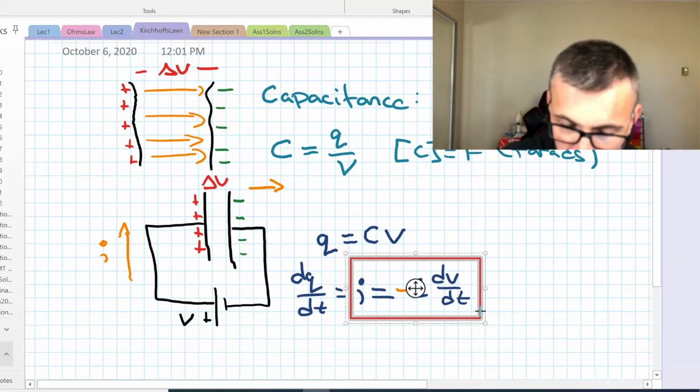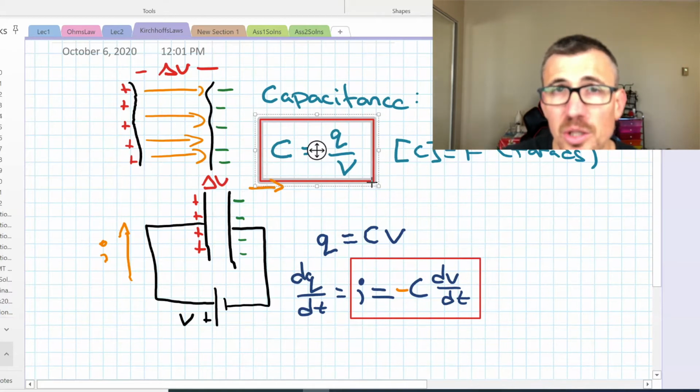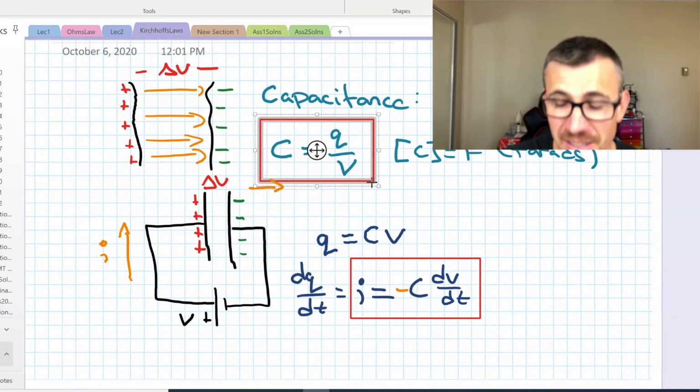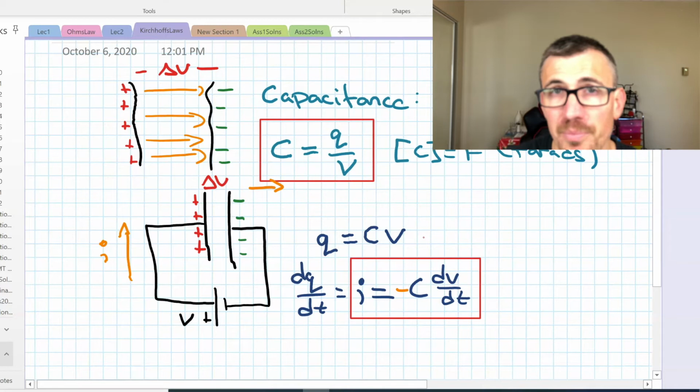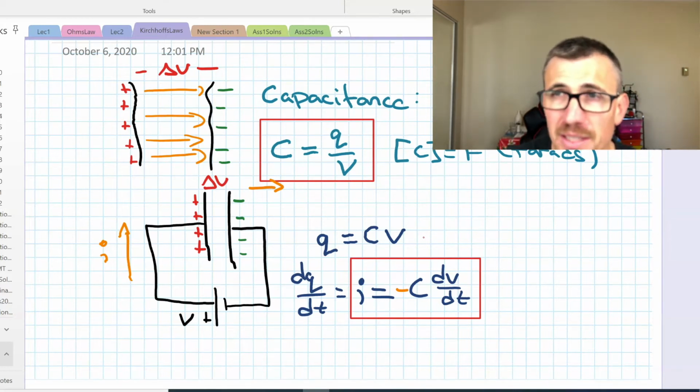Both C is equal to Q over V and I is equal to negative C dV by dt are very important equations. We're going to use the second one most in this course. So that's capacitance. In electromagnetism, we think about capacitors mostly as charge storing devices, or storing energy in the electric field. For electronics, we're actually going to see these things as frequency-dependent resistors in some sense. We'll learn about that in part 2.